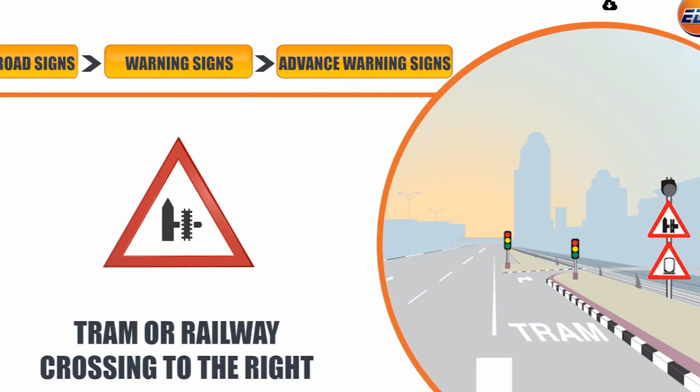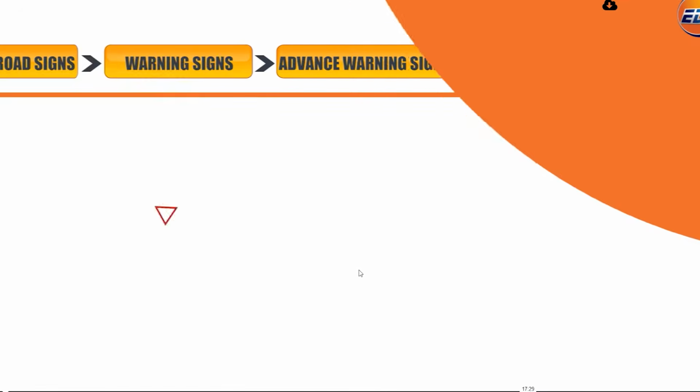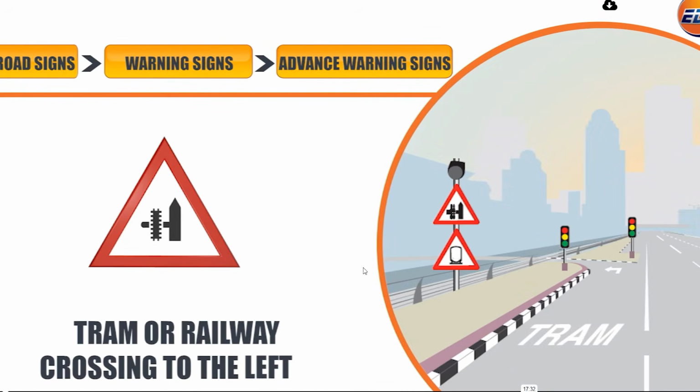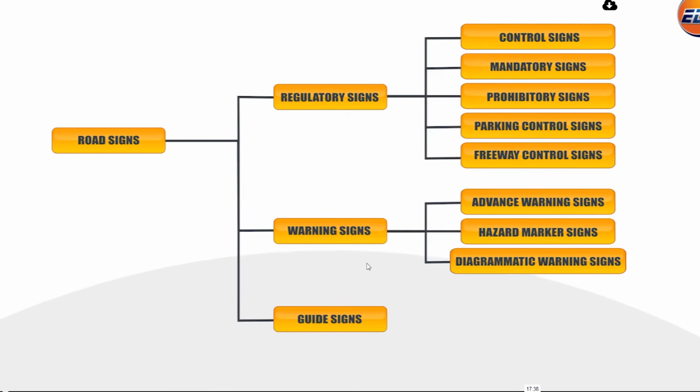Tram or railway crossing to the right. This sign warns the motorists that if they intend to turn right, they will cross a tram route. A supplementary plate may be attached below the sign indicating the distance to the tram crossing. Motorists need to be cautious while crossing the tram track. If the symbol is reversed on the sign, motorists must take precaution for the tram or railway crossing to the left.